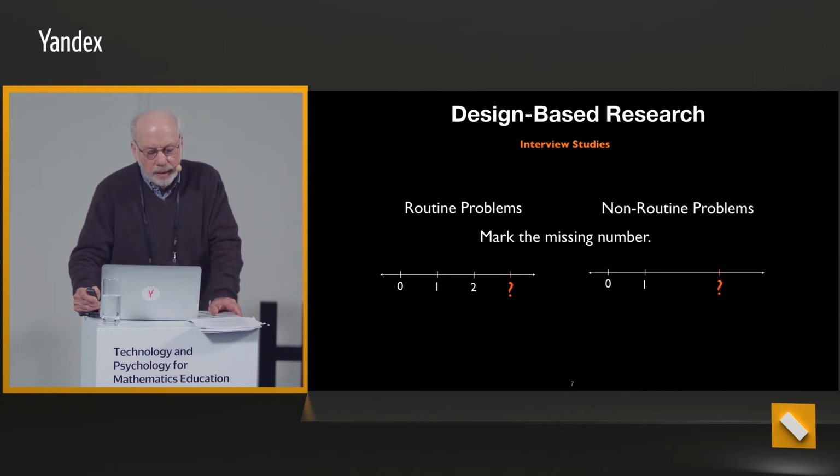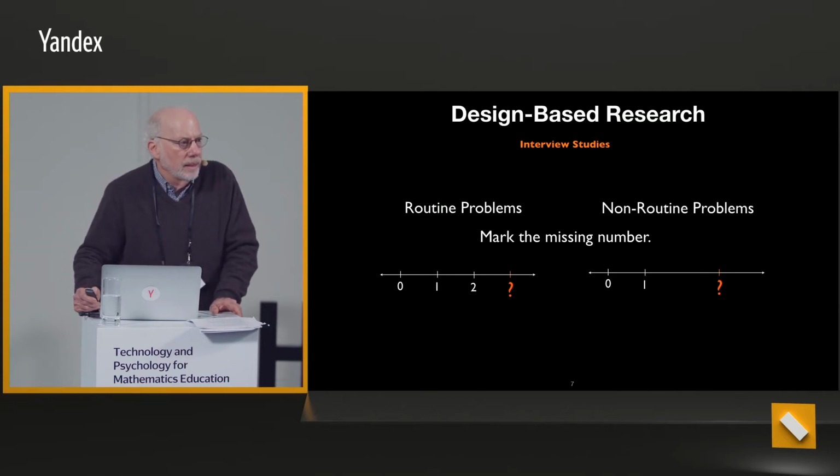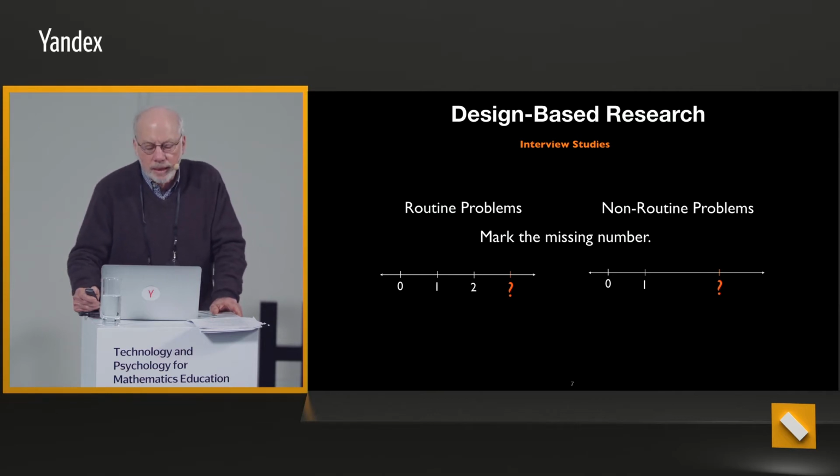For non-routine problems, we typically present number lines with unequal intervals. So in this case, if a student says, as many students do, the next number is 2, we learn something about the kid's thinking. That is, the student is not coordinating numerical and linear units.